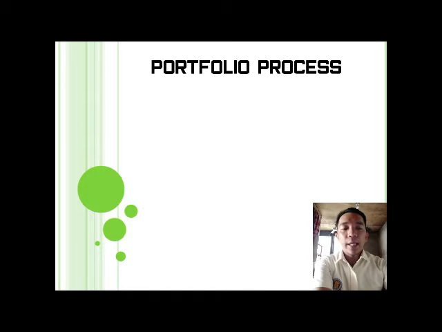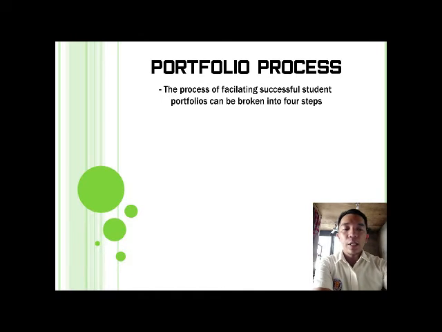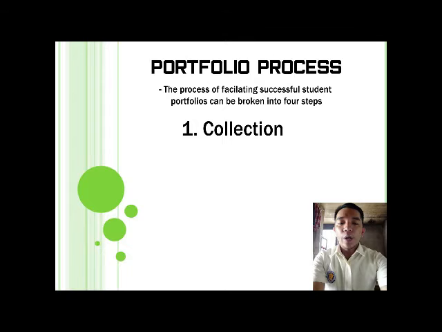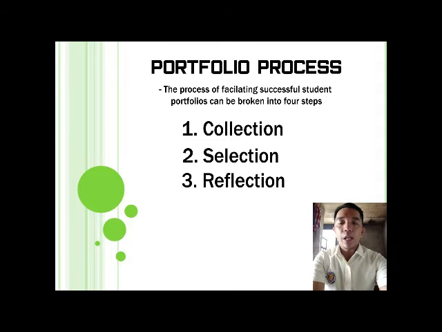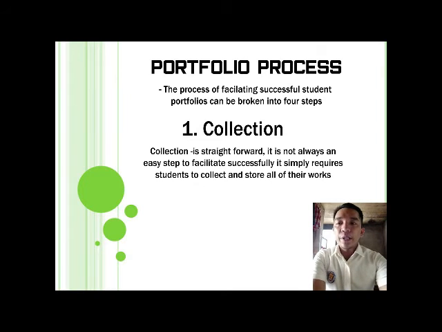The portfolio process of facilitating successful student portfolios can be broken into 4 steps. The first one is collection, the second one is selection, the third one is reflection, and the last is connection. When we say collection, although the first step is straightforward, it is not always an easy step to facilitate successfully. It simply requires students to collect and store all their work.